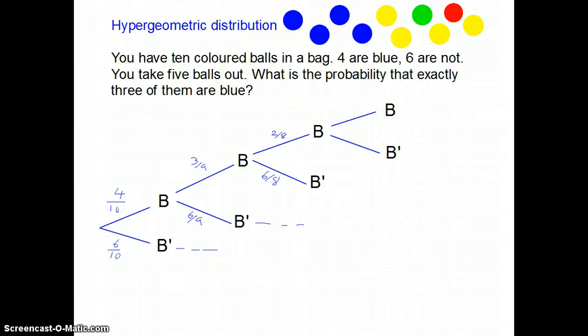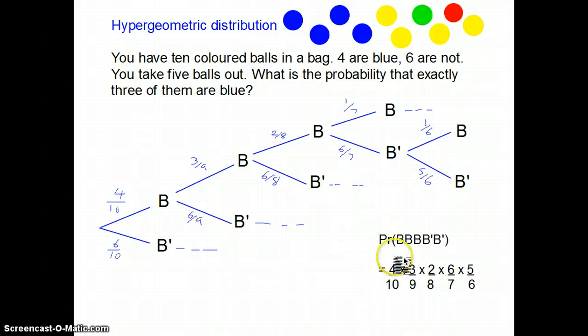Again, we could have blue and not blue up here, where we'd have a 1 in 7 chance of getting a blue, because there's only 1 left and only 7 balls left to choose from. And finally down here we'd have a 1 in 6 chance of getting a blue and a 5 in 6 chance of getting not blue. And I won't quite fill in that whole table.